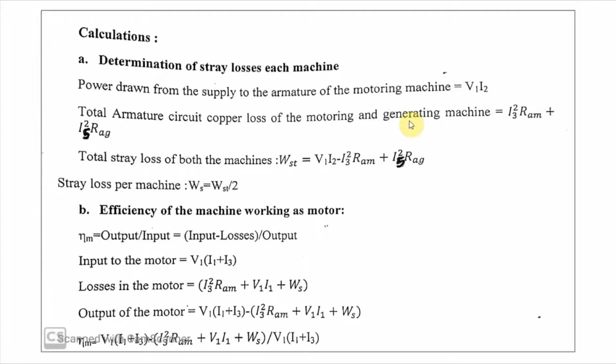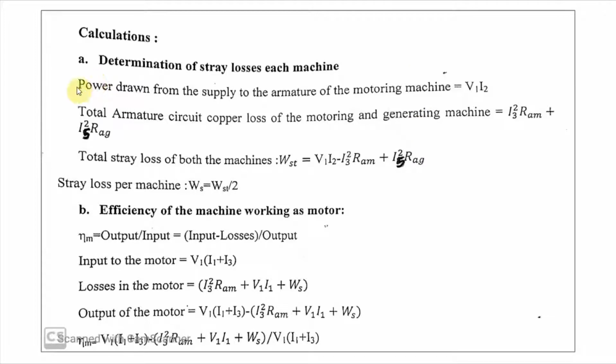So you cannot correlate or you cannot compare the result you have obtained in Swinburne's test and the Hopkinson's test. So that result cannot be compared here. Okay, keep that in mind. So first thing is determination of no load rotational loss.